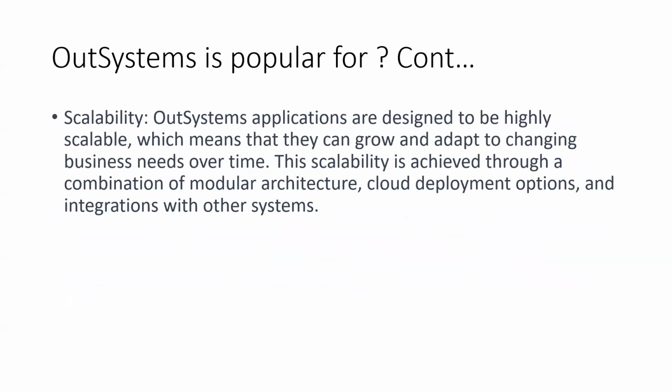OutSystems applications are designed to be highly scalable, which means that they can grow and adapt to changing business needs over time. How is this scalability achieved? Through a combination of modular architecture, cloud deployment options, and integration with other systems, right? Yeah, that is about scalability.